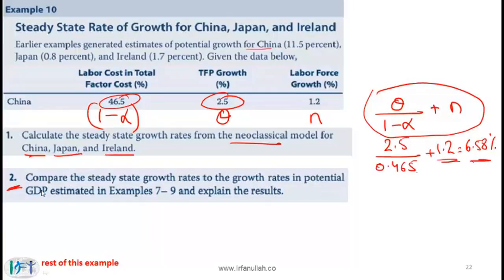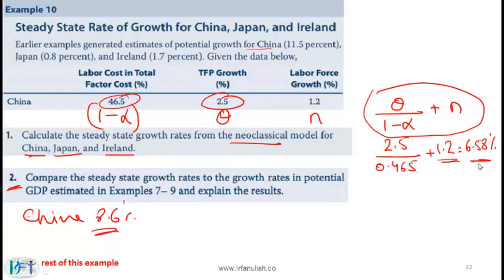Question 2 here says, compare the steady state growth rates for the growth rates in potential GDP estimated in earlier examples. Now, in an earlier example, we came up with a Chinese GDP growth of 8.6%. So why is this 8.6% different from 6.58? There are two ways of looking at this, and I would also encourage you to read the solution in the curriculum. One simplistic way of looking at this is as follows.